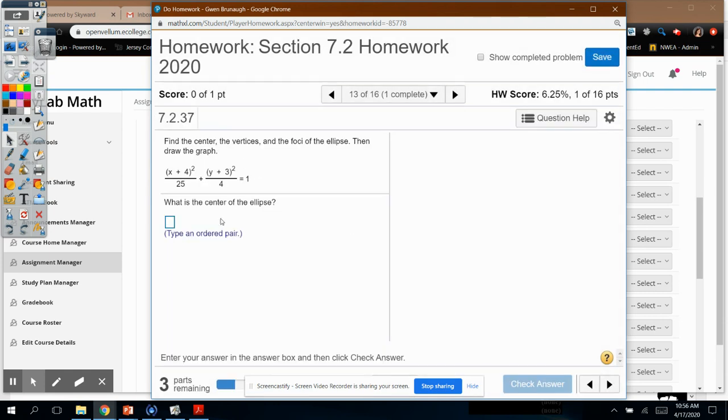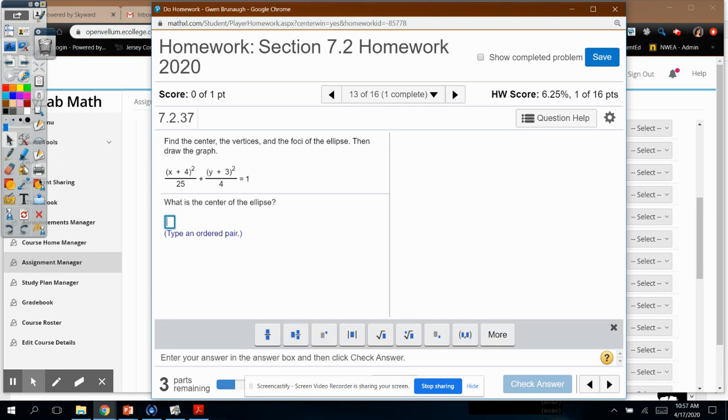Now, this one is already written in the right way for us, so we're going to go straight to answering the questions. They want to know what the center is. We will change the sign, x from x, y from y, so negative 4 and negative 3.